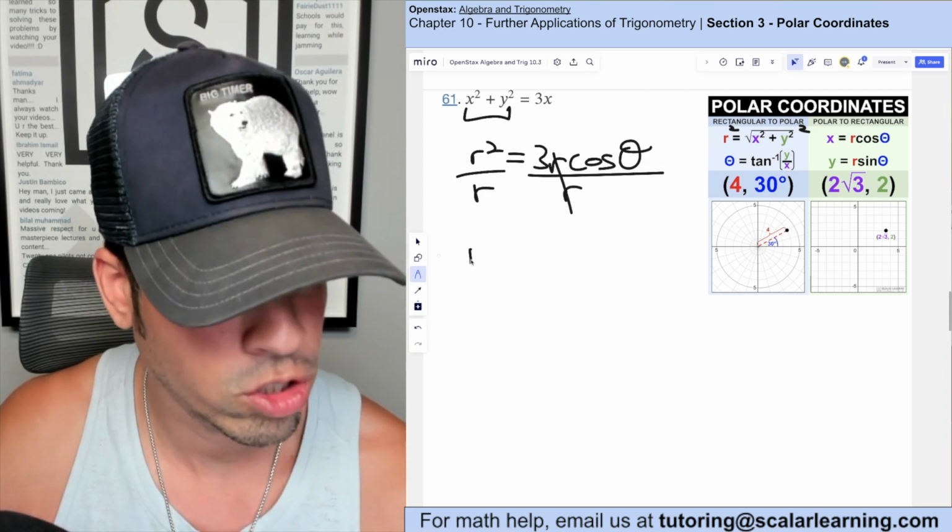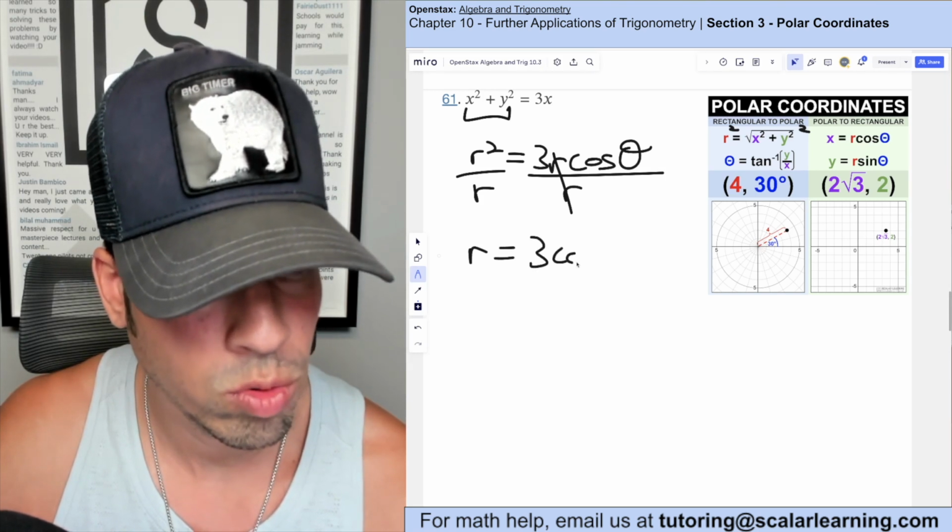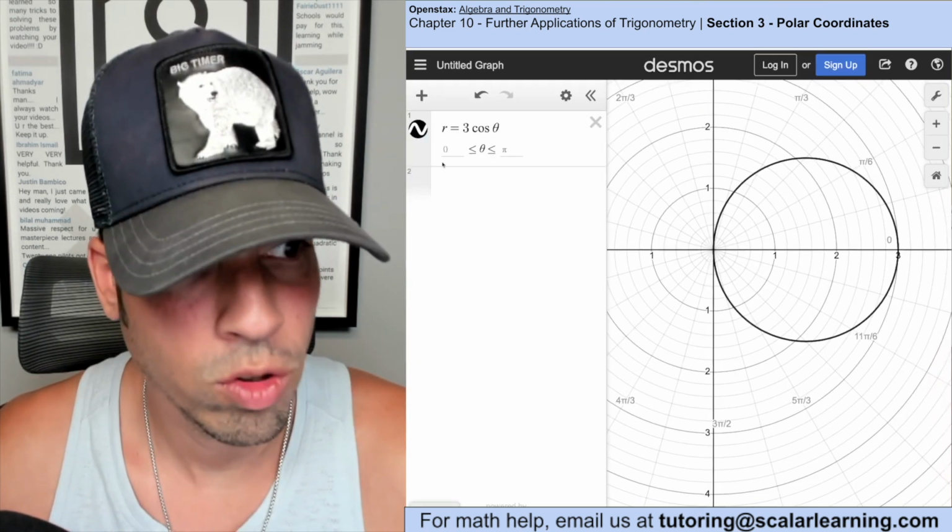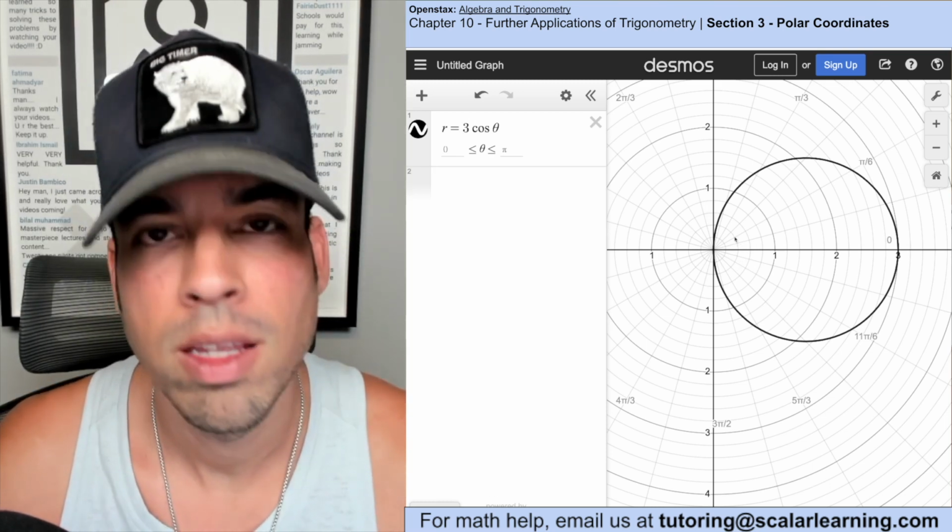R squared over r is just r. So we got r equal to 3 cosine theta. And this is what the graph looks like on the coordinate grid. That's how you do it.